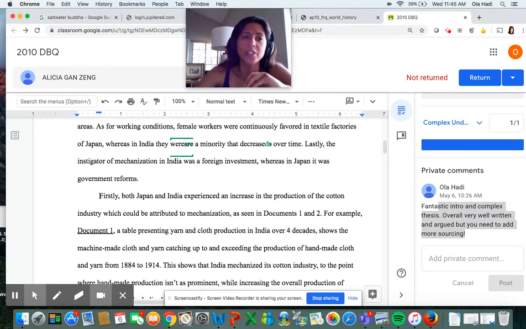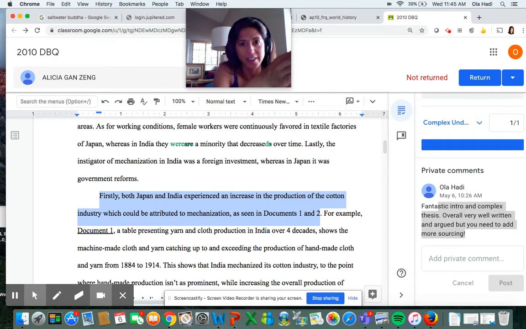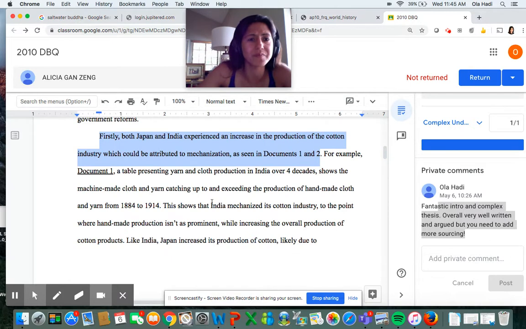But I know she's going to do that in her topic sentence. She'll tell me this is the first part of my thesis, and it's proved by documents 1 and 2, and then the next topic sentence in the next paragraph will do the same. So it looks like her first topic sentence is going to be about the increase in the production of cotton industry, which can be attributed to mechanization as seen in documents 1 and 2. Very good. Then she'll start to explain her documents. She has to explain them right to get the using point.